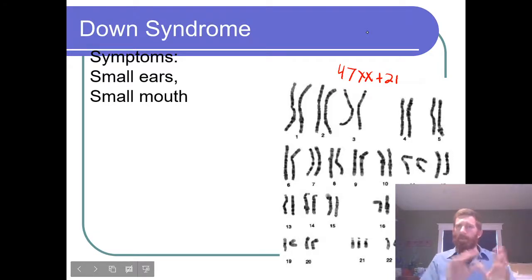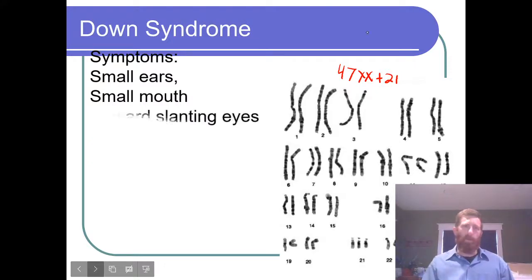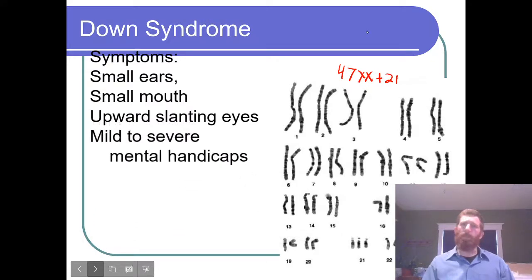Physically, taken as a group, right? Most of them have small ears, small mouth, upward slanting eyes for whatever reason, mild to severe mental handicaps, right? Early intervention is key in the mild to severe. So we talked about genetics, how the genes provide a blueprint, but the environment affects it, right? So if you identify that one of your kids maybe has Down syndrome, then there are some early interventions to kind of train their brain that can help with that.